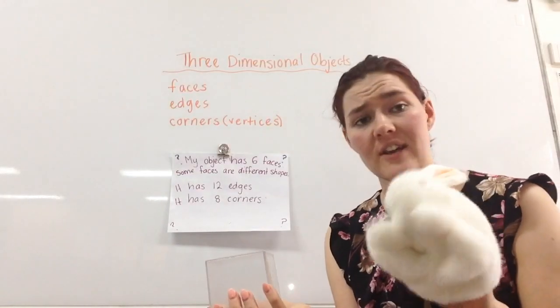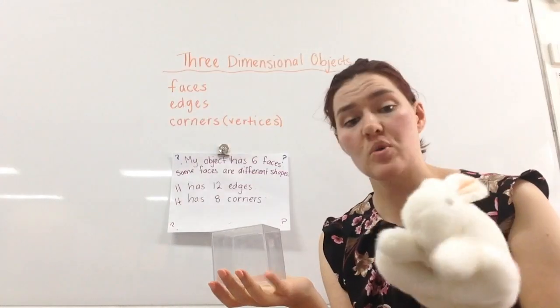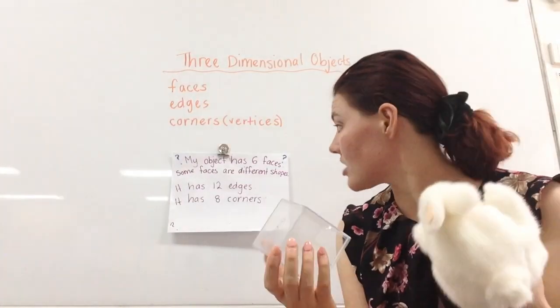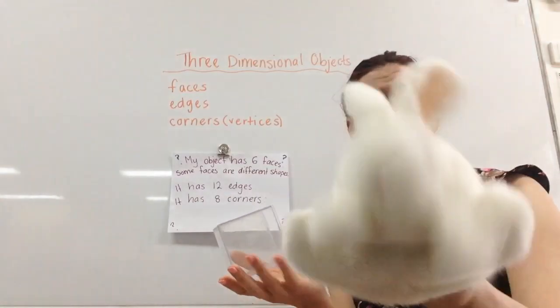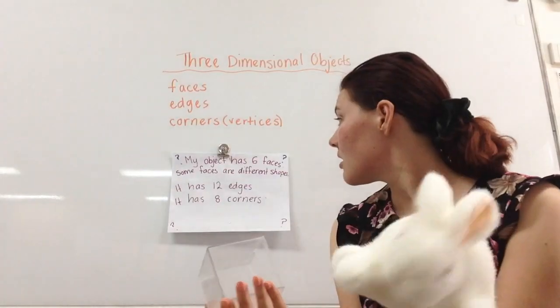My object has 6 faces. You're right, my cube does have 6 faces. It has 12 edges. That's right, my cube does have 12 edges. It has 8 corners. That's right, it does have 8 corners.